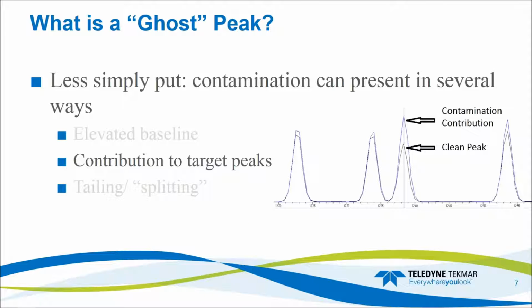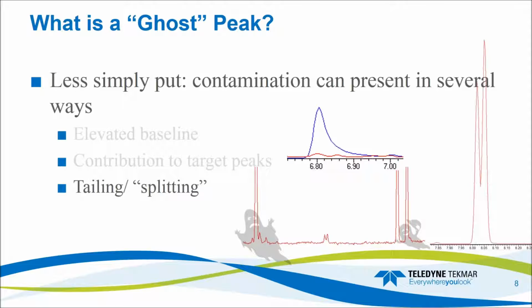Here would be an example of contribution to target peaks. In this clean system, this would be the expected peak area or peak height that we would see for this compound. When we have a contribution of contamination, whether that be carryover of that same target compound or a foreign compound that shares the target ion, we see a larger peak here. This can cause false positives. It can skew our calibration if it doesn't occur in every single sample, only in some samples, things like that.